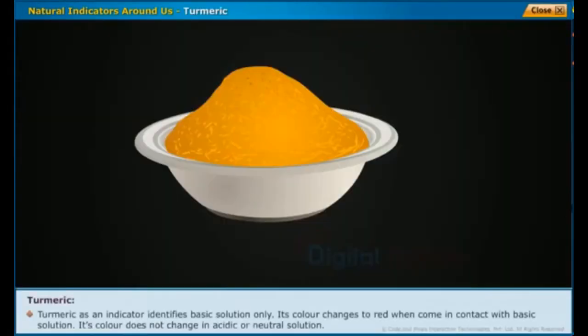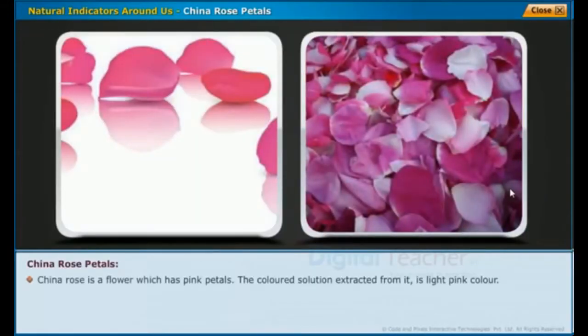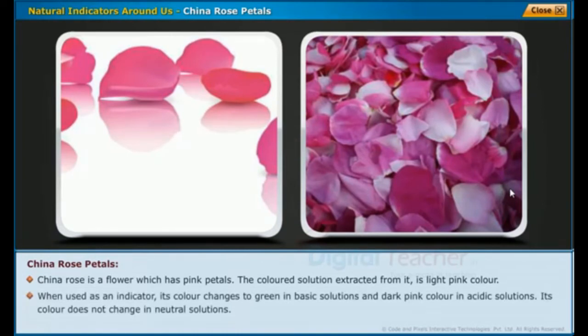Turmeric. Turmeric as an indicator identifies basic solution only. Its color changes to red when it comes in contact with basic solution. Its color does not change in acidic or neutral solution. China rose petals. China rose is a flower which has pink petals. The colored solution extracted from it is light pink color. When used as an indicator, its color changes to green in basic solutions and dark pink color in acidic solutions. Its color does not change in neutral solutions.